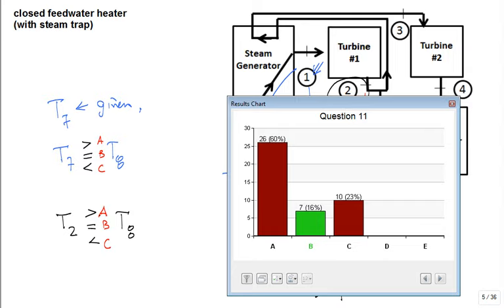H2 is more than H8. H2 is greater than H8. P2 is equal to P8. It's saturated, high quality going in. It's saturated liquid going out.